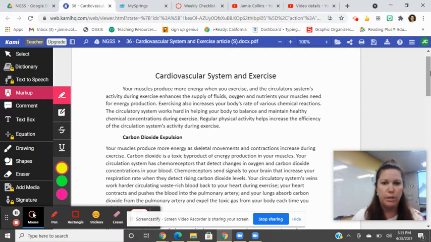Your muscles produce more energy when you exercise, and the circulatory system activity during exercise enhances the supply of fluids, oxygen, and nutrients your muscles need for energy production. Exercising also increases your body's rate of various chemical reactions. The circulatory system works hard in helping your body to balance and maintain healthy chemical concentrations during exercise. Regular physical activity helps increase the efficiency of the circulatory system during exercise. So your circulatory system is the circulation within your body, so that you don't get swollen and you're getting nice airflow through the entire body so your muscles can breathe and work at their best rate.